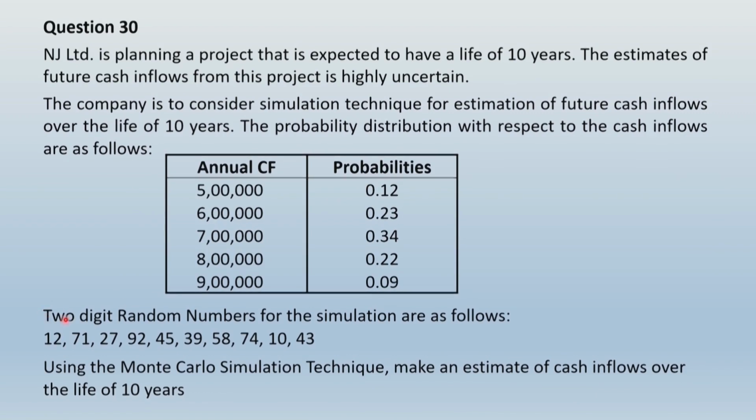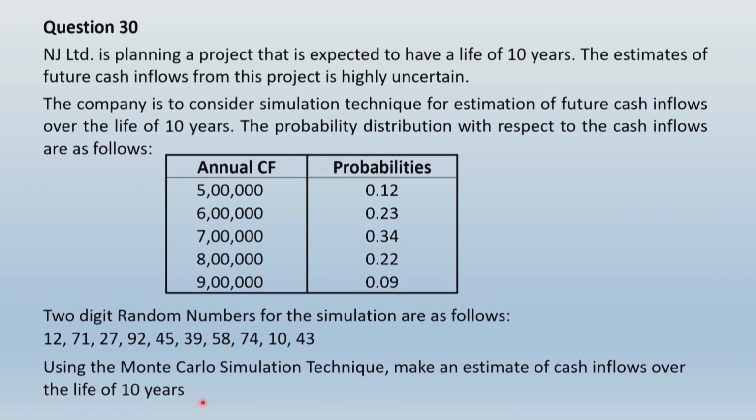Then the question says two-digit random numbers for the simulation are as follows. So what we expect mostly in examination, these random numbers will be given to you along with the question itself. Using the Monte Carlo simulation technique, make an estimate of cash inflows over the life of 10 years. So fine, how do we proceed with the solution?